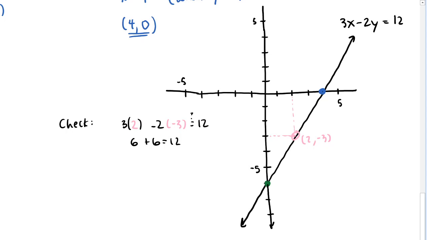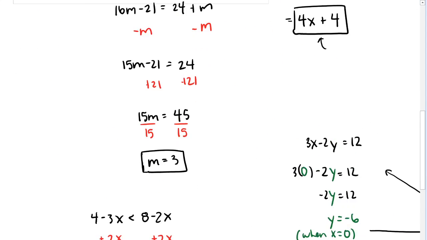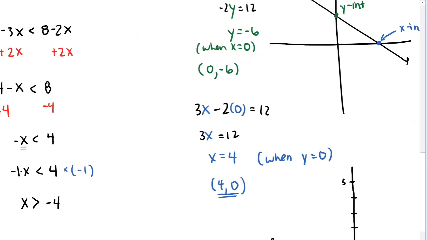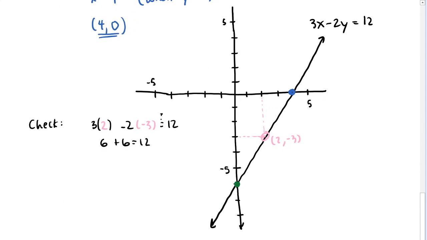So one of the last parts of this problem was to find another solution to your equation. Find a third solution of the equation and plot this point to verify that your graph is correct. So we kind of did the reverse. We found another point on our graph, and we showed that it's a solution to the equation, so we've really addressed both of these ideas. Let me just end there. We've found a solution, (2, negative 3), and we see that it's also a point on our graph.